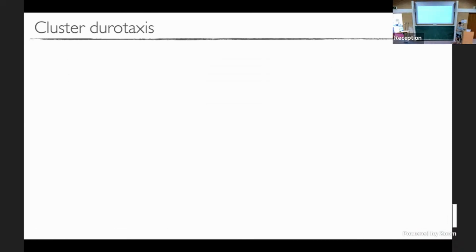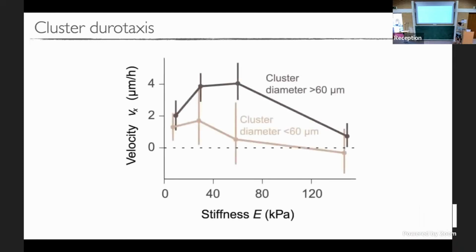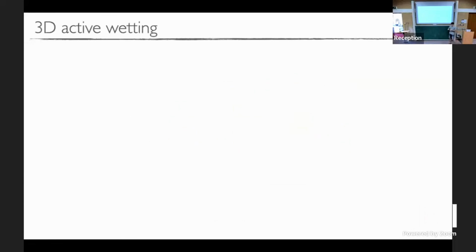And here's the first surprise. So when we quantify the velocity of durotaxis, what we see is that it's non-monotonic with the stiffness of the substrate. So this is the local stiffness, and what you can see is that the velocity of clusters first increases with stiffness, and then it decreases again. Okay, and so this was the first surprise for us. And so we then built a model that tries to explain this observation. And so the idea for the model is to build a model of three-dimensional active droplets.